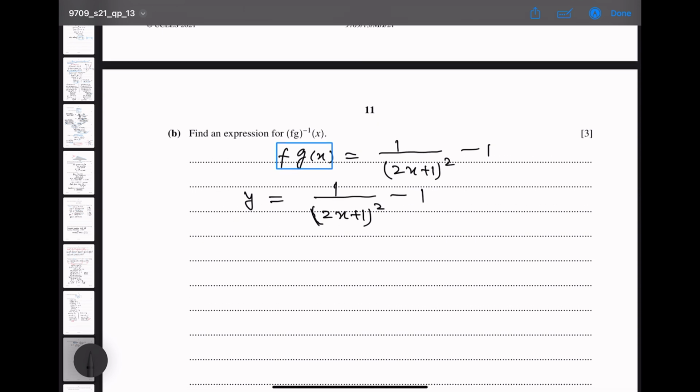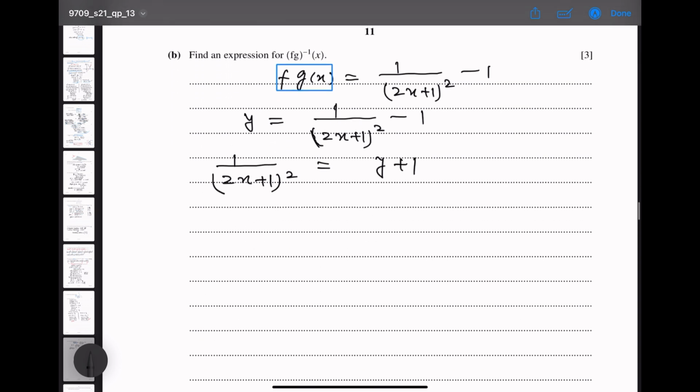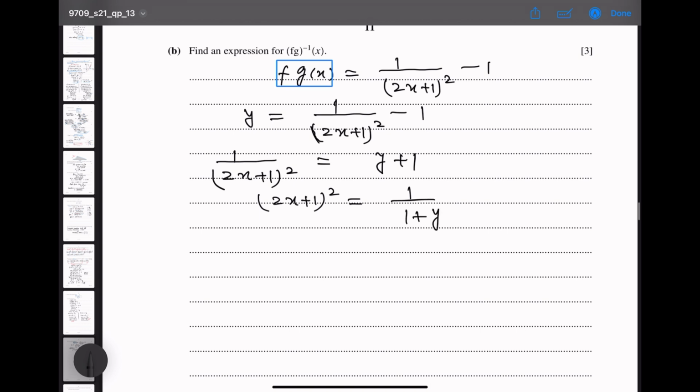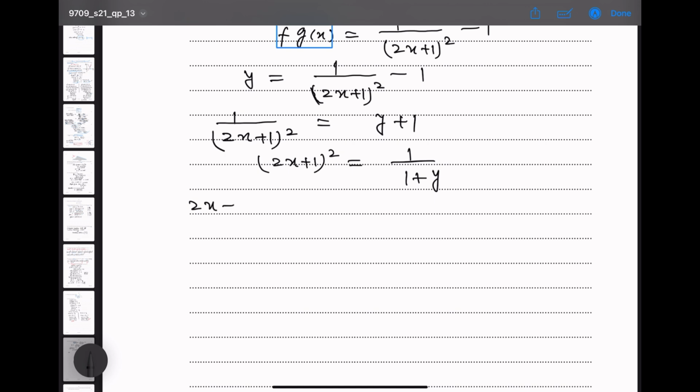We can rearrange it in this form: (1 over 2x plus 1) squared is equal to y plus 1. Taking the reciprocal on each side, (2x plus 1) squared is equal to 1 over 1 plus y. Taking square root each side, 2x plus 1 is equal to plus or minus the square root of 1 over 1 plus y.